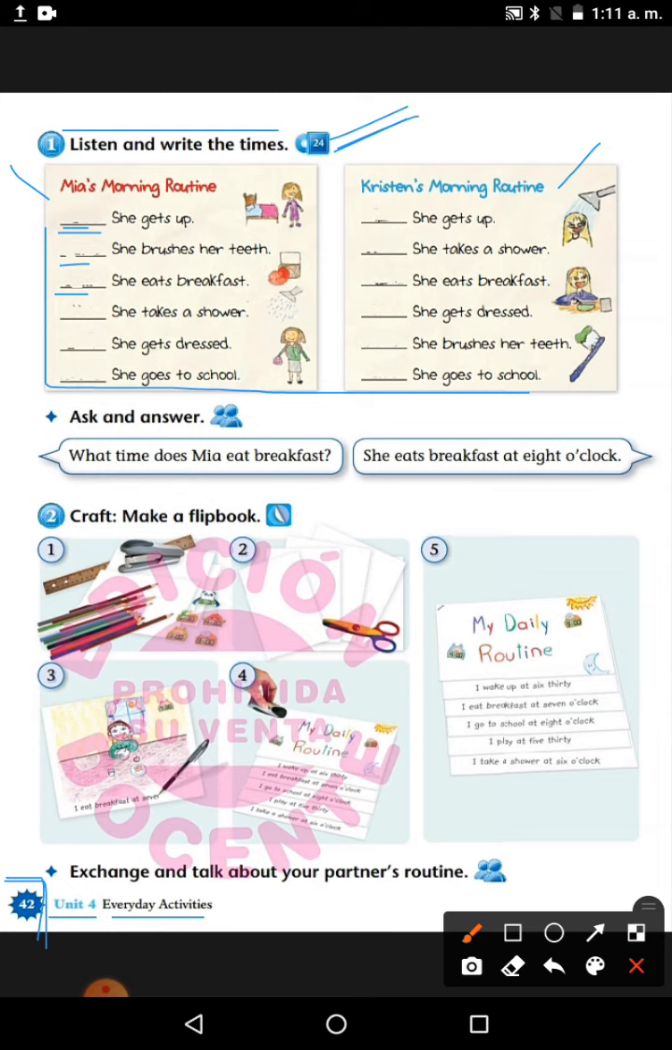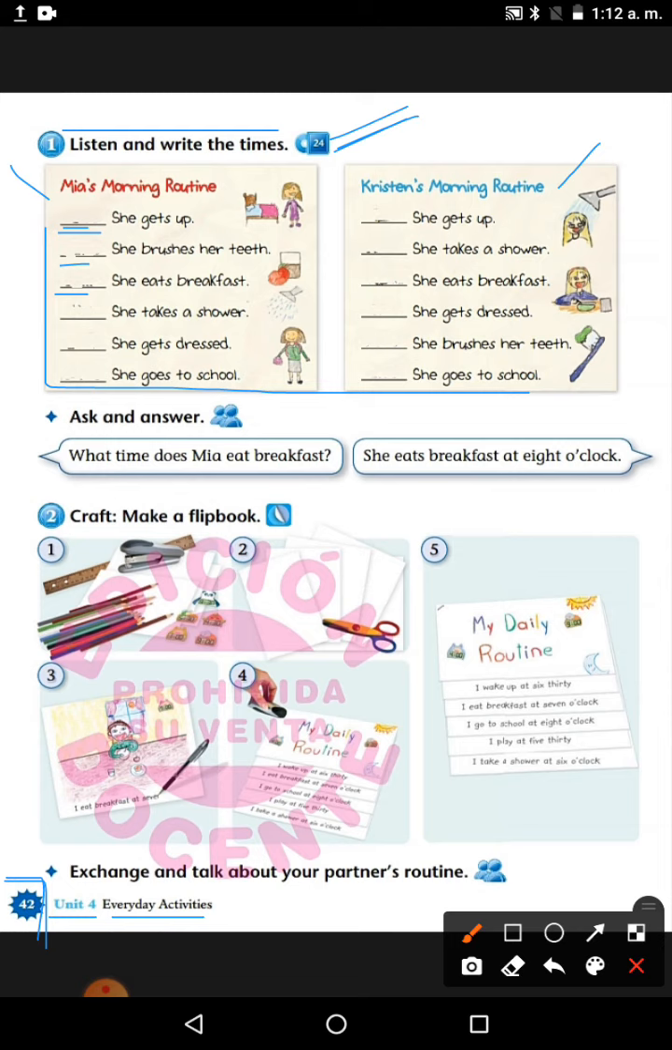Track 24. 1. This is Mia's morning routine. She gets up at 7 o'clock. She brushes her teeth at 7:30. She eats breakfast at 8 o'clock. She takes a shower at 8:30. She gets dressed at 9 o'clock. She goes to school at 9:30.